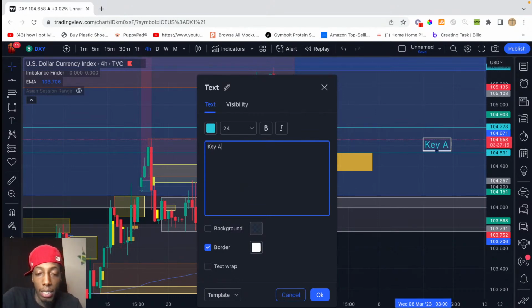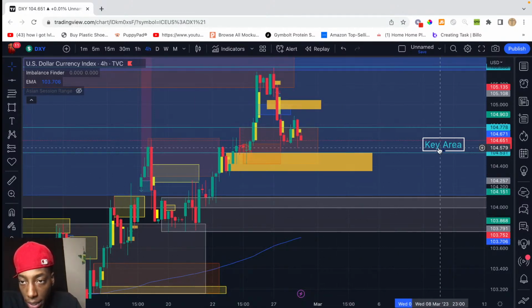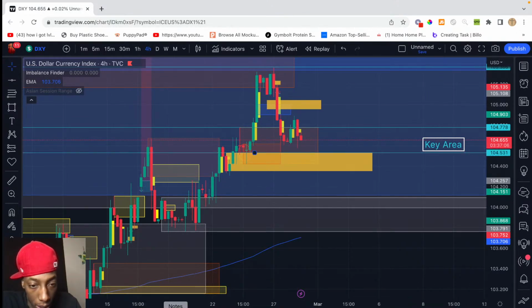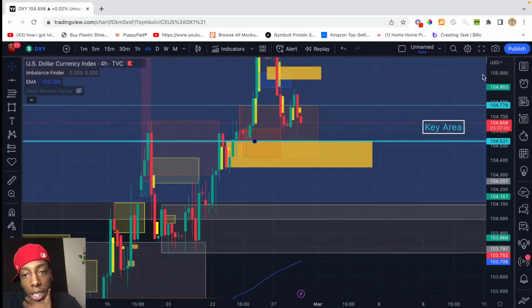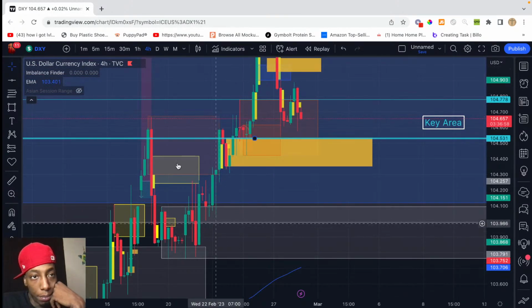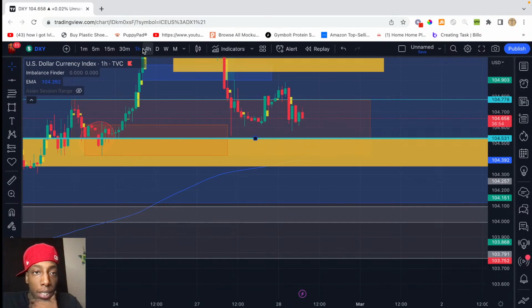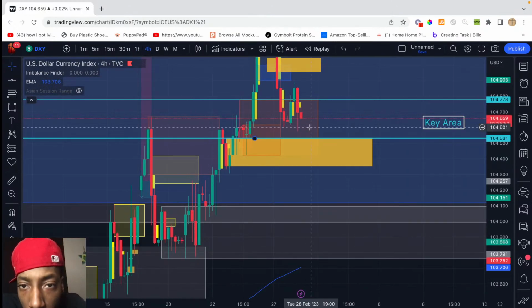Key area. Key area. I'm gonna make this thicker. Key area today, man. So we gonna go down to the 1 hour, man. Hold on, let me stay on the 4 hour right quick.